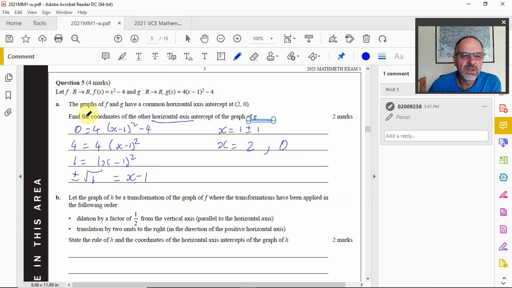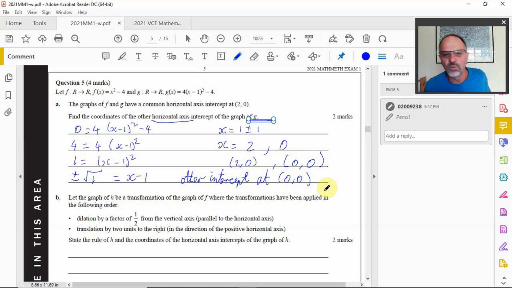All right, so now come back, check the question, find the coordinates of the other horizontal axis intercept. Well, the (2, 0) one we've been given, the other one is (0, 0). So me, just to be safe, I would just say the other intercept that's (0, 0), just to be completely clear, because you were given one and you were asked for the other.